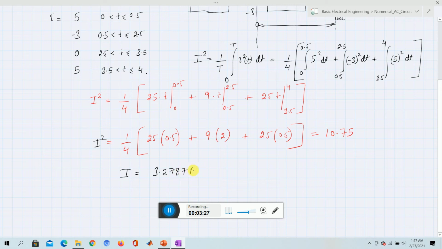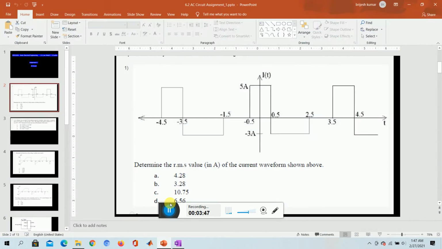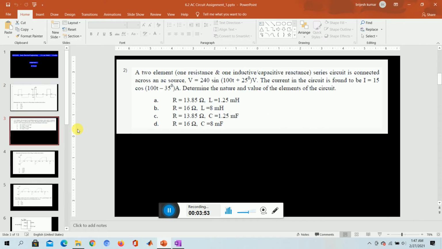3.2787 ampere, or it can be written as 3.28 amperes. So here we get the value of the RMS current, and that is how we have to evaluate and get the value. This is the answer. We can see that this answer is coming around 3.28. B is the right answer. So next question we will go for.